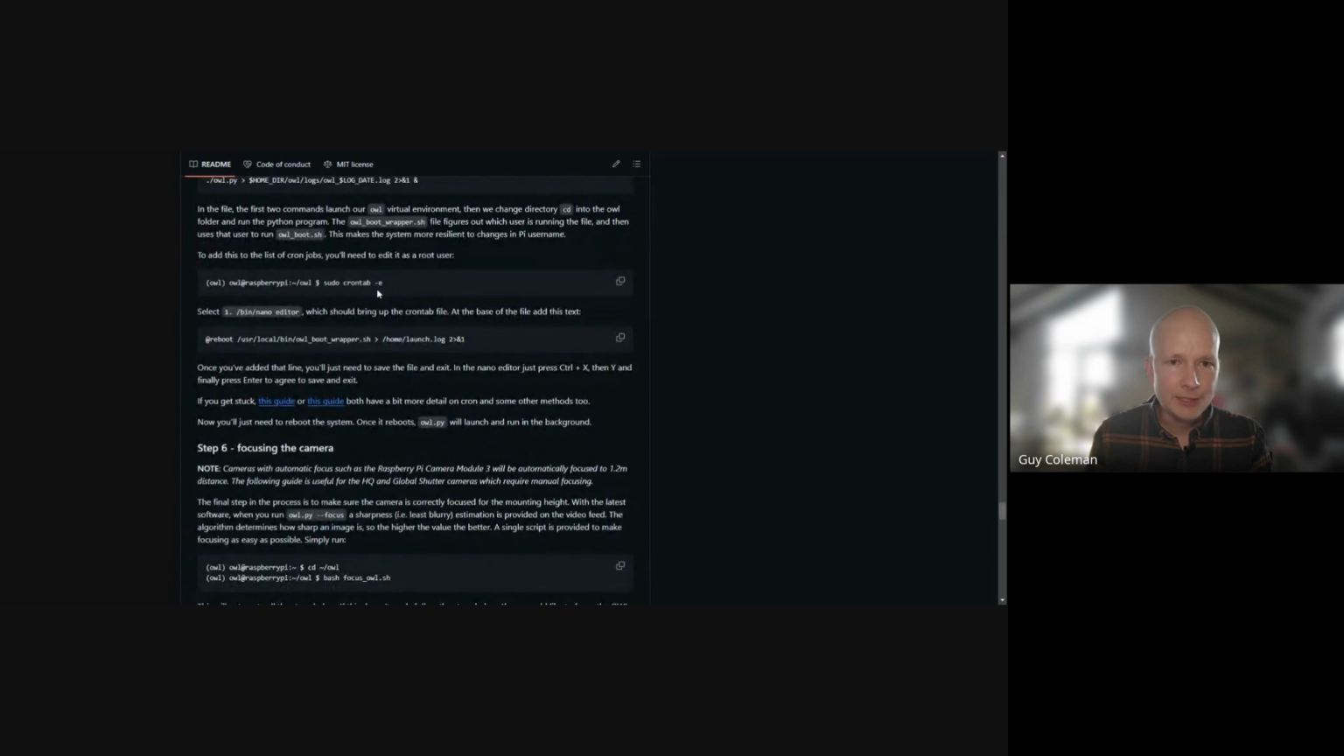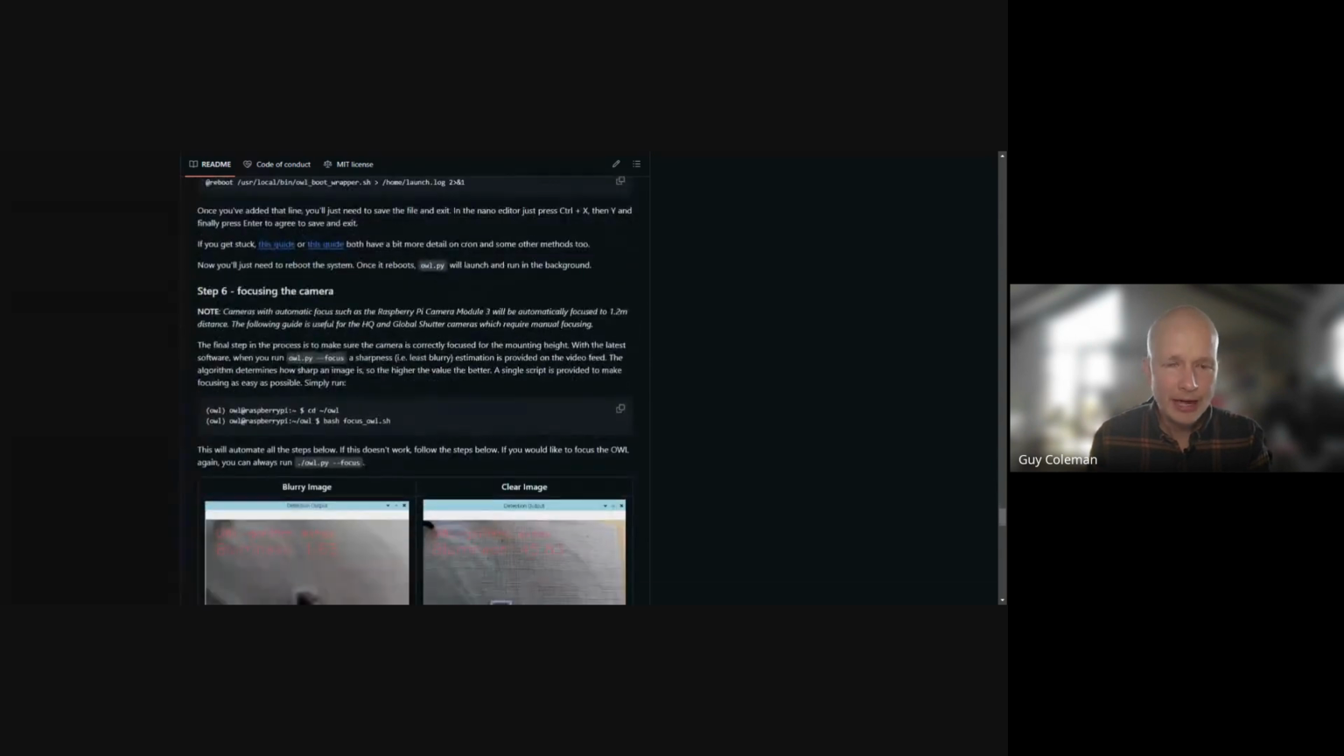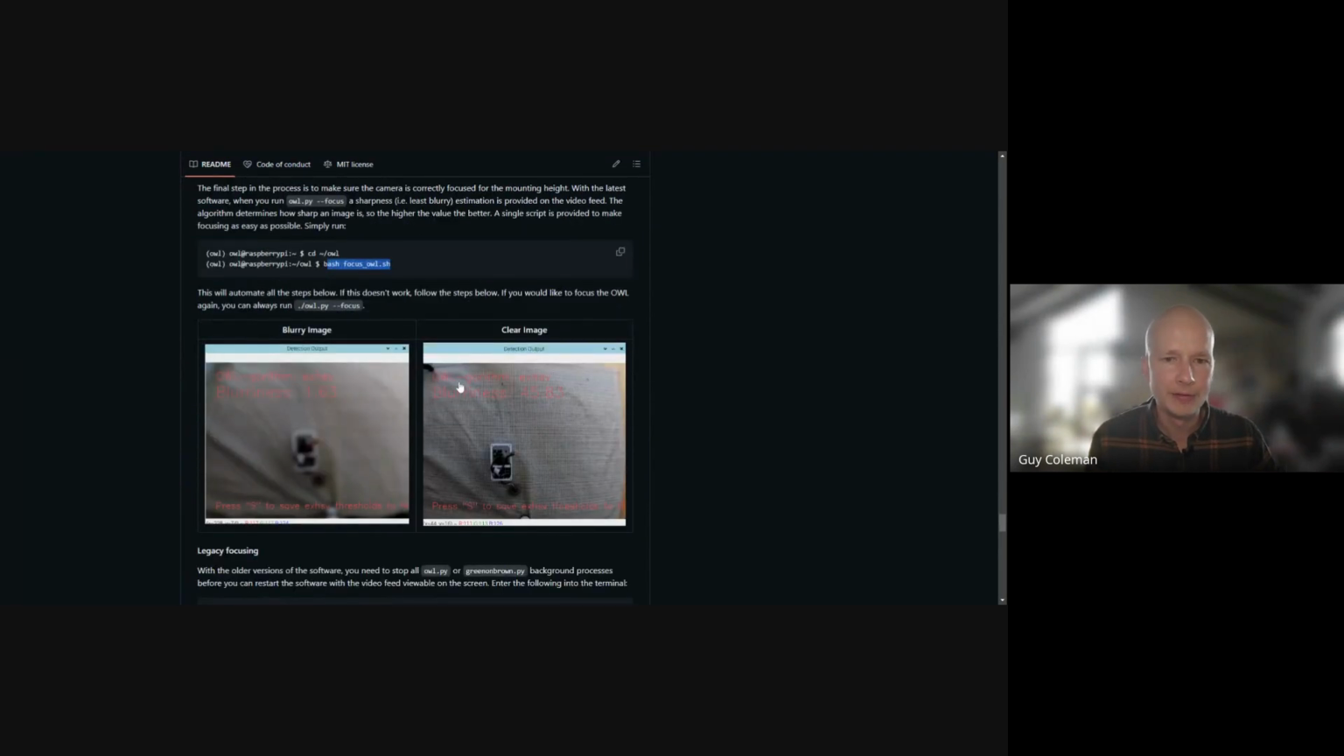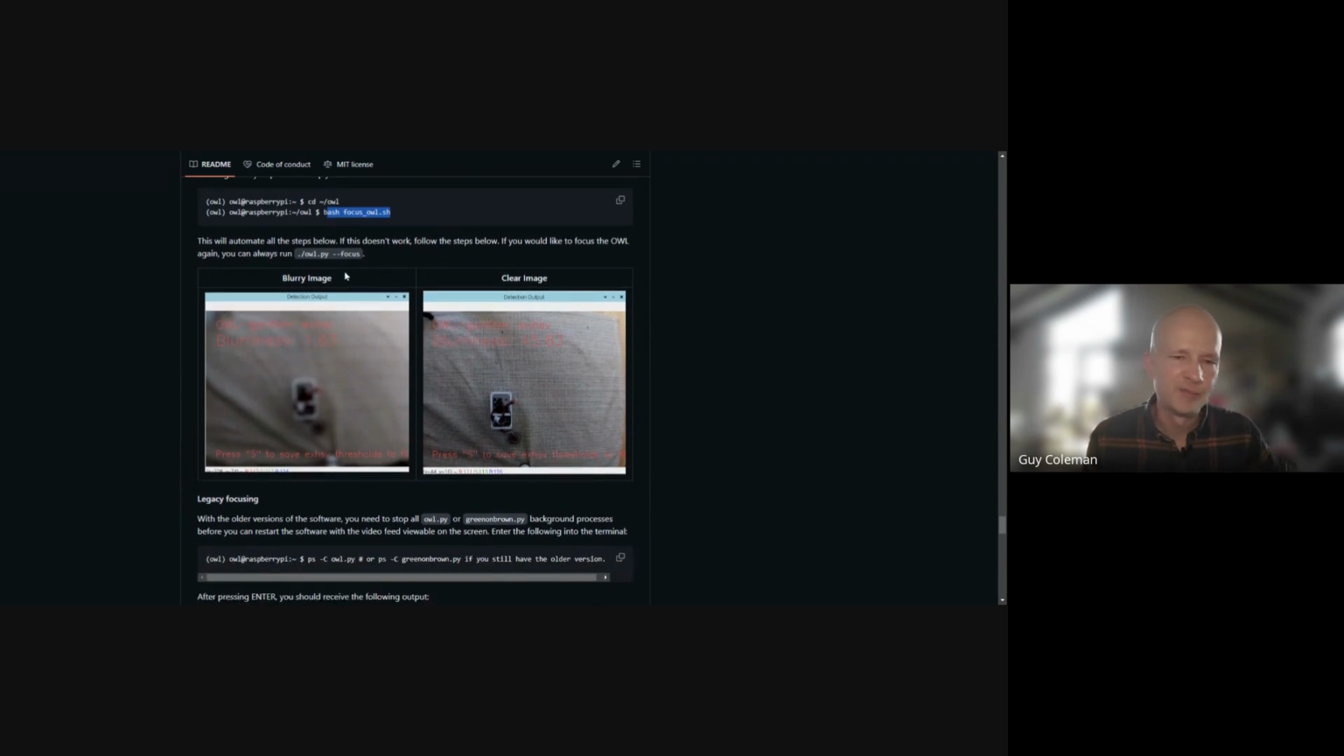That just explains what's in those files. And finally, this is where you want to change and edit that crontab, as I mentioned. And all you need to do is add that line, which you can copy on the left-hand side here. And then you can start focusing and start using the camera, using either bash focus or owl, and then it'll launch, and you'll have the blurriness here, or otherwise you can just do it yourself and adjust until you think it's about right.